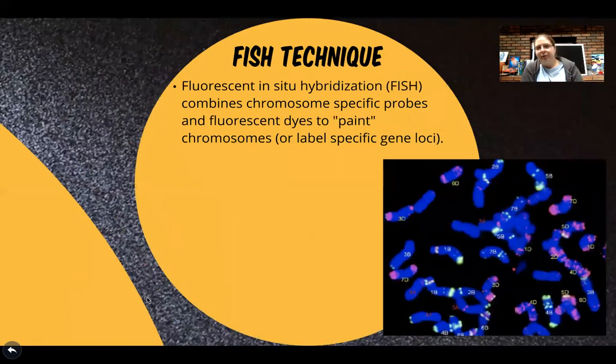All right, we also have something called a FISH technique. No, we do not insert little fishies into your DNA. Sorry. But what FISH stands for is fluorescent in situ hybridization. And what this does is you can actually combine these chromosome-specific probes, so probes that will be attracted and attached to very particular chromosomes, and fluorescent dyes to paint the chromosomes. This can allow us to label specific gene loci or locations, so we can figure out where the gene is located, how it divides, how it moves, all that fun, great stuff.